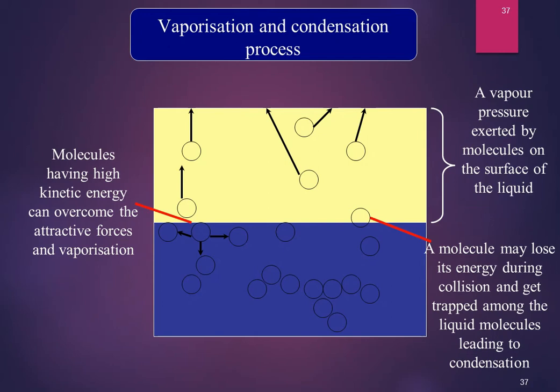This diagram shows the vaporization and condensation process. The arrow in the blue area shows molecules having high kinetic energy can overcome the attractive forces and vaporize, whereas the yellow area shows the vapor pressure exerted by molecules on the surface of the liquid. In between the yellow area and blue area, a molecule may lose its energy during collision and get trapped among the liquid molecules, leading to condensation.